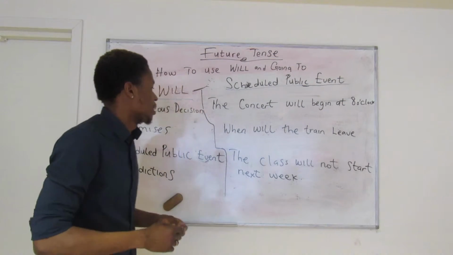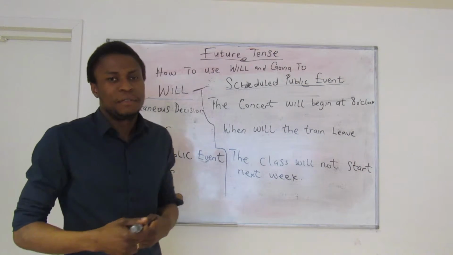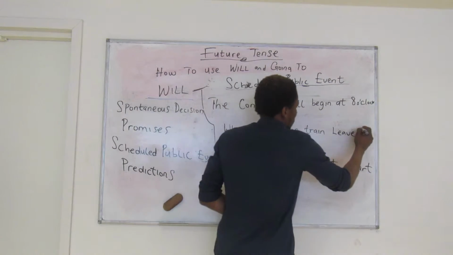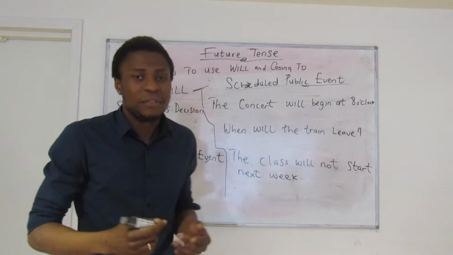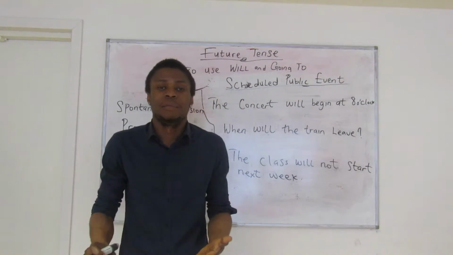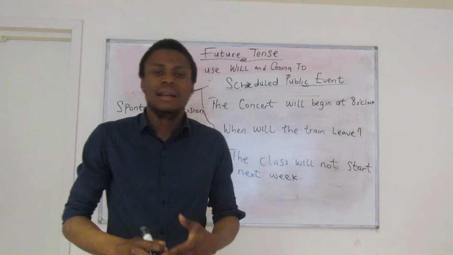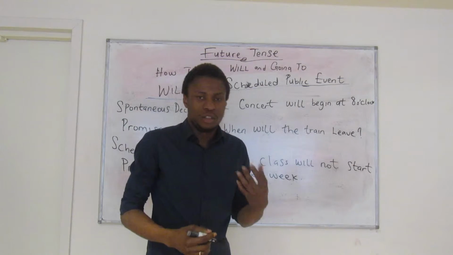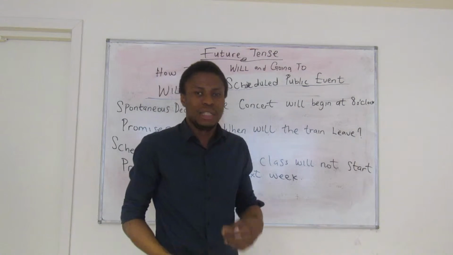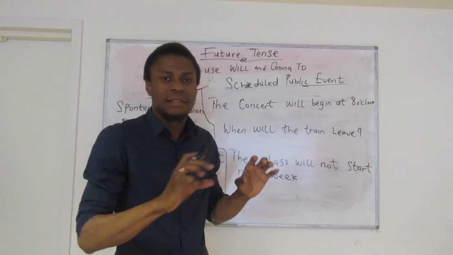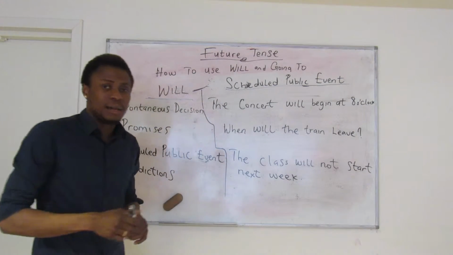Now, let's take the second example. I asked my friend, "When will the train leave?" My friend has a train ticket. There is a time on it. It's scheduled to leave at 9 p.m. He will tell me, "The train will leave at 9 p.m." because it's a scheduled plan. He knows it's fixed.